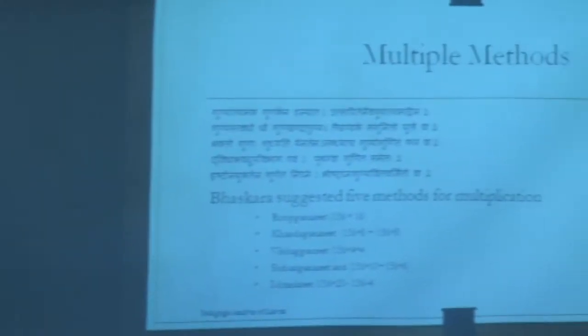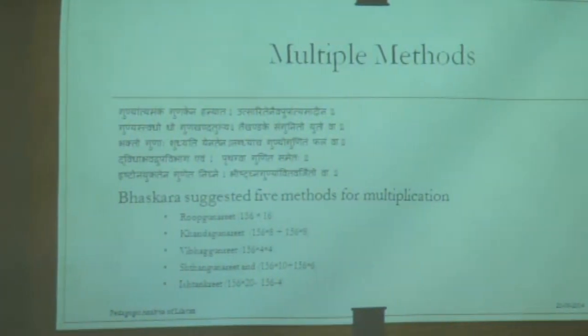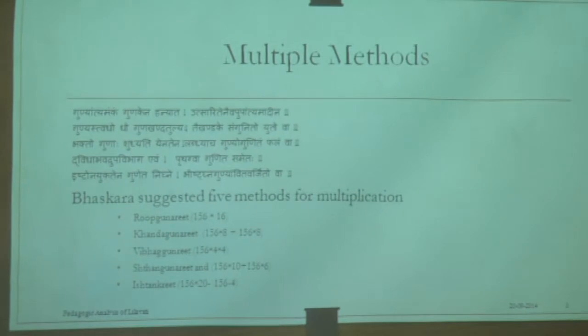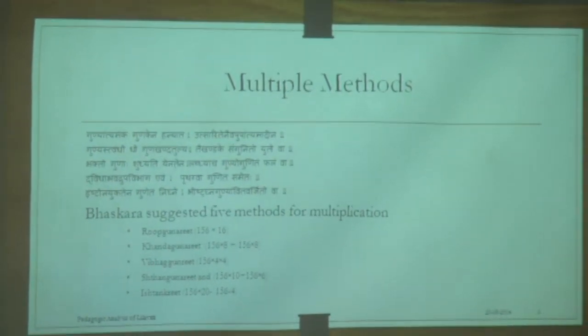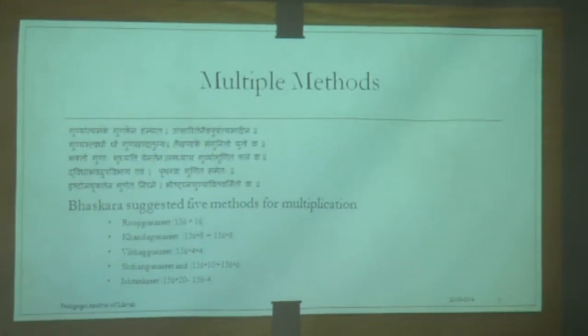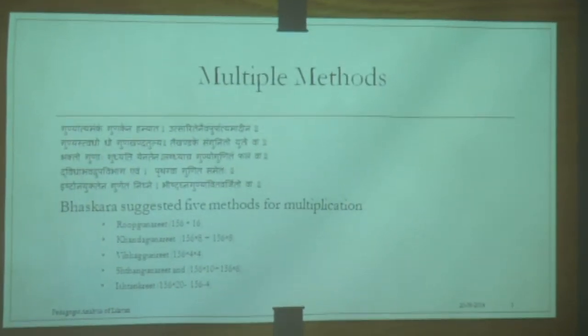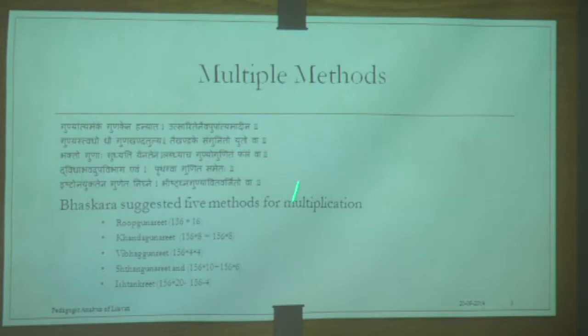Look at this. He suggests multiple methods. I have a shloka written as it appears in Lilavati, and it's not an exact translation. It only says that he suggests 5 different methods of multiplication. Here you can see Rupa Gunarita, Khanda Gunarita, Bha Gunarita, Sthan Gunarita, and Ishtanka. And I have also tried to give an example.